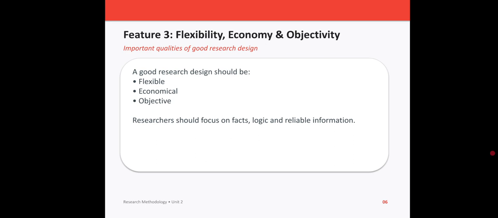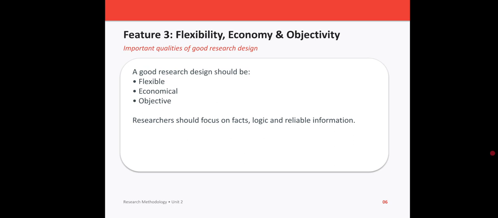Next feature we have is flexibility, economy and objectivity. So students, a good research design should also be flexible. Sometimes researchers may need to make changes during research. For example, adding new questions after observing customer behavior. Flexibility helps the researchers to improve research quality.